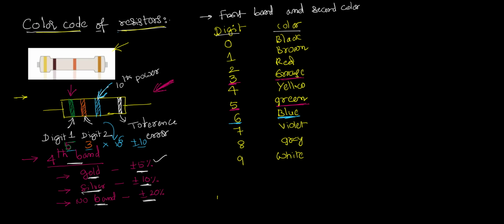So you can say first one is green. So the green represents 5. Second one is orange. Orange represents 3.